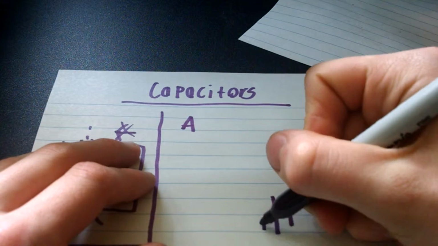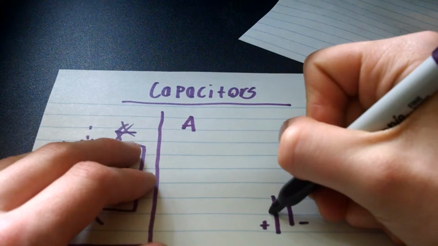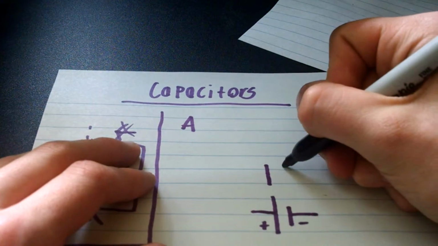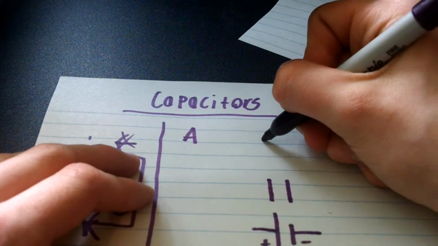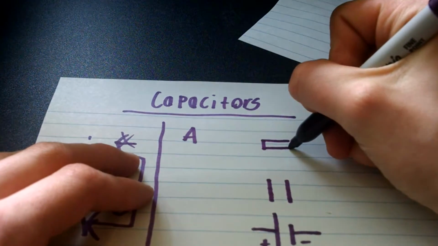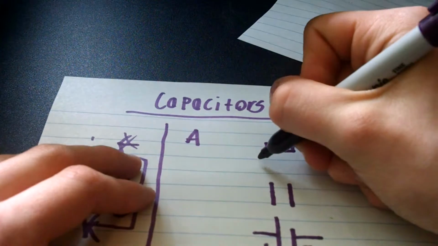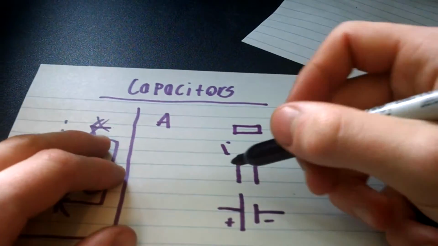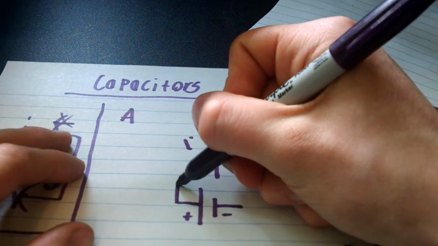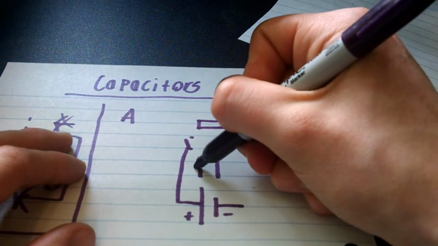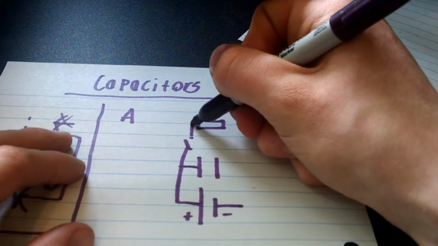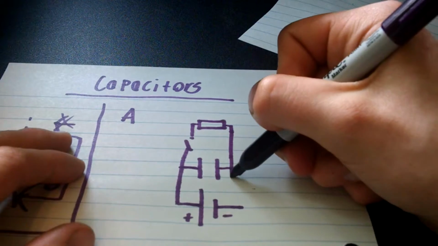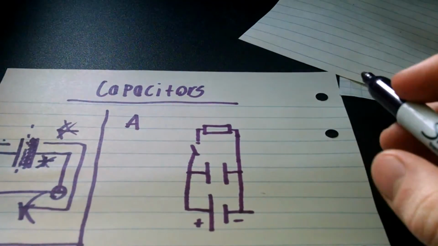We have a battery. We have a capacitor. And we have a flash tube. Oh, and a switch. Here's how it works. Just going to finish drawing the diagram here. Doesn't look too good, but who cares?